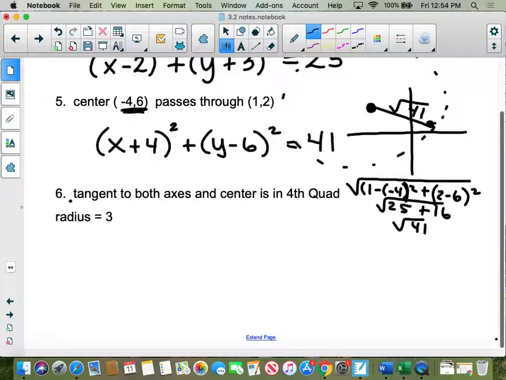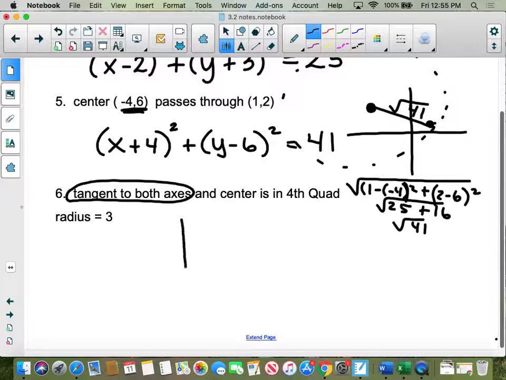Your circle is tangent to both axes. Tangent, what does tangent mean? It's not SOHCAHTOA either. It's not trigonometry. What does it mean when you're tangent to both axes? Do you go through both axes? Do you just touch the axes? What does tangent mean? Touches it, right? Touches it.